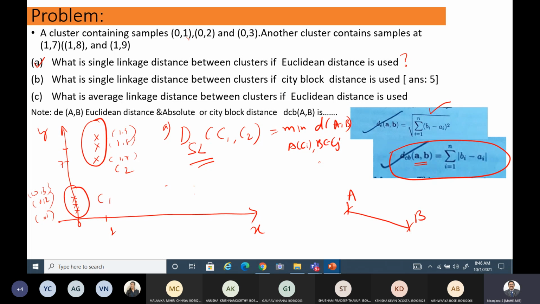The city block distance, or absolute difference between two points, is nothing but the summation of i equal to 1 to n of the absolute differences, |Bi minus Ai|. You need to just take Bi minus Ai, summation of i equal to 1 to n, absolute difference, right? So these absolute differences, if you add, you will get the city block distance.